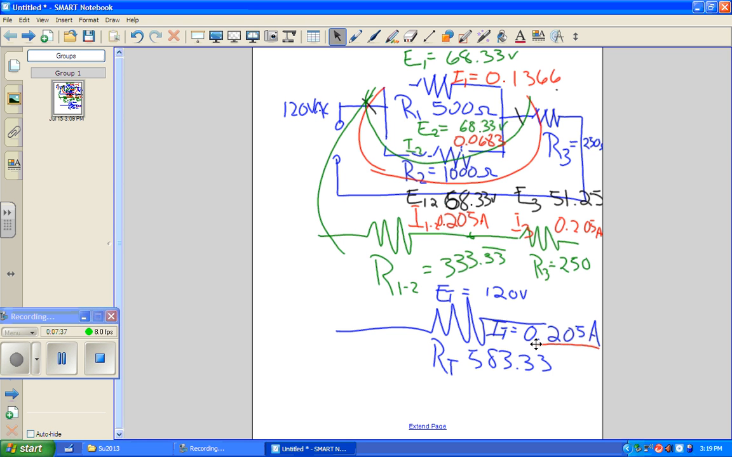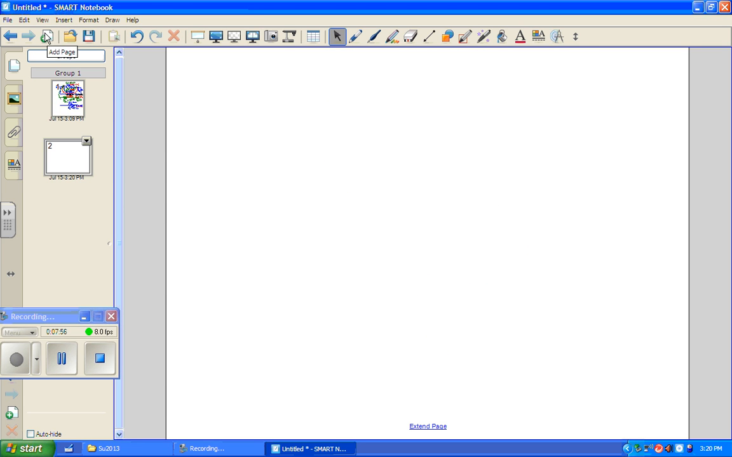Now, as a cross-check, we would add this current, 0.1366, and 0.0683. And what does that add up to? 0.205 amps. Okay, cool. So we know we're okay. We know our pure functional magic is working. All right, so that was a simple example, right?